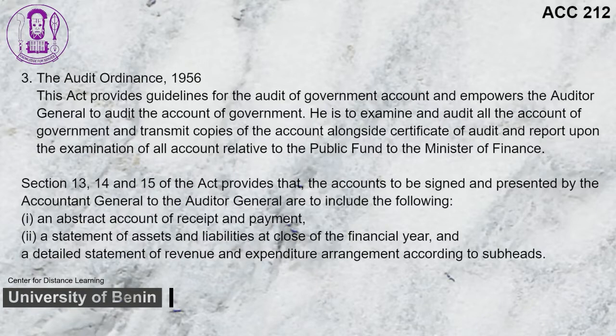Sections 13, 14, and 15 of the Act provide that the accounts to be signed and presented by the Accountant General to the Auditor General are to include the following. 1. An abstract account of receipt and payment. 2. A statement of assets and liabilities at the close of the financial year, and 3. A detailed statement of revenue and expenditure arranged according to subheads.